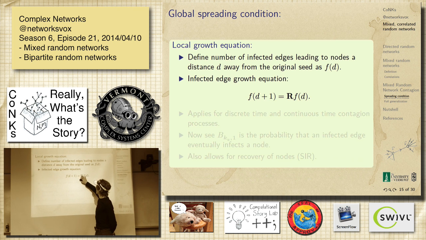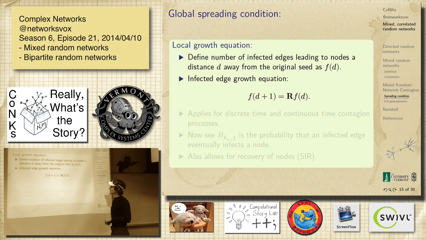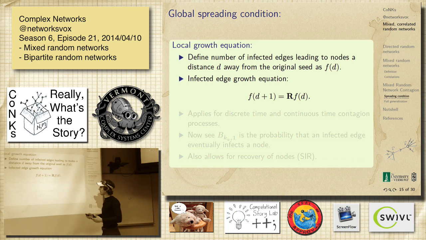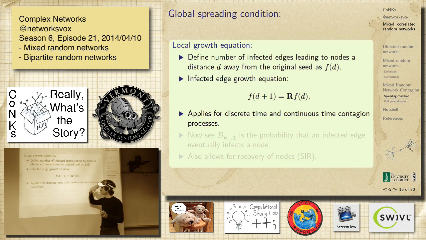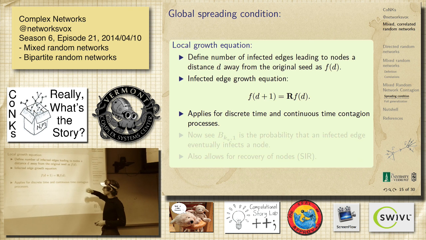we have this growth, we have this gain ratio that's telling you what the fraction at a distance d plus 1 is, depending on the fraction at distance d. So it could be, you know, different amounts of time elapse between different distances. So we can do all sorts of things.